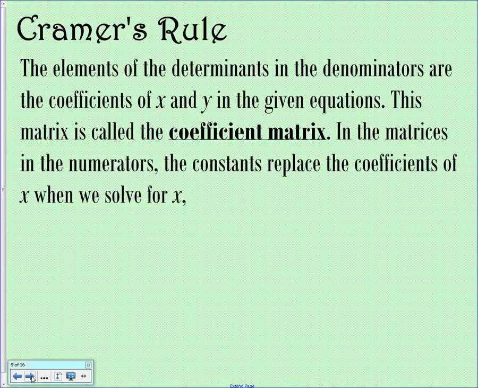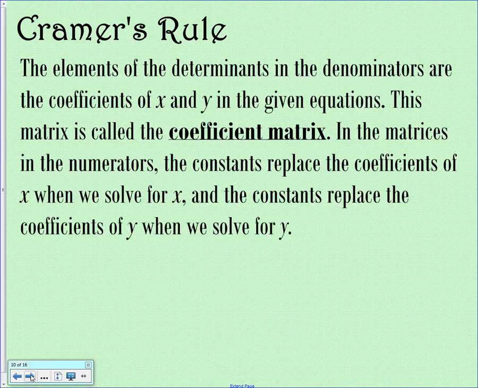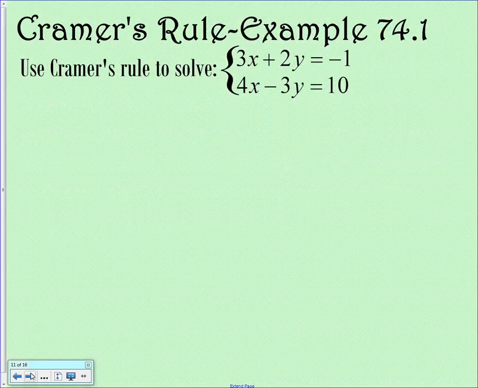For the numerator, the constants replace the coefficients of x whenever you solve for x. So whenever you're solving for x, those coefficients are going to be replaced by your constants in your equation. And the constants are going to replace the coefficients of the y when you solve for your y value. So we're about to do an example to help you see what that actually means. We're going to use Cramer's rule to solve.